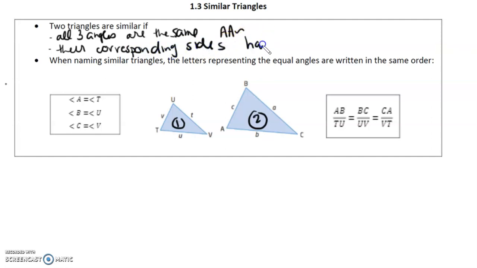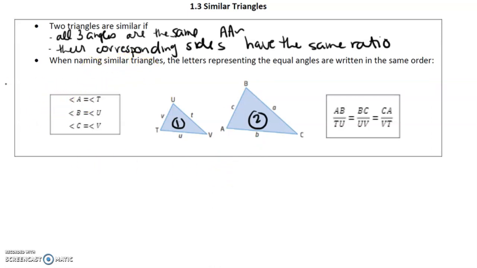their corresponding sides have the same ratio. So if we go like 2, 4, and then we'd also have to have 6 and 12 or 5 and 10, like if it's double, for example. And we'll get into that.